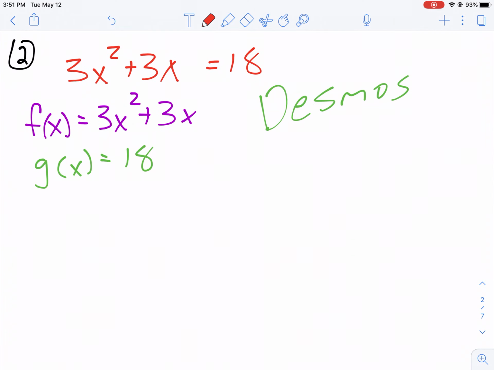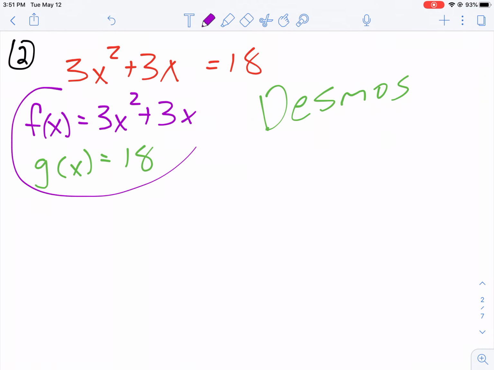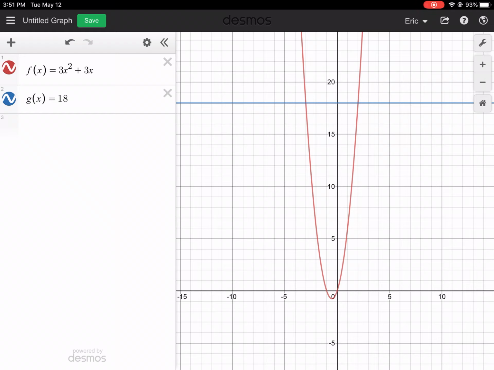Okay, so the next one, we have 3x squared plus 3x equals 18. Now, I broke this down into 2 equations, and I would use Desmos for this one. So what you're going to do is f of x equals 3x squared plus 3x, and then g of x equals 18, and then wherever they cross, that's going to be your answers. So on Desmos, I already put these in. So f of x equals 3x squared plus 3x, and then g of x equals 18.